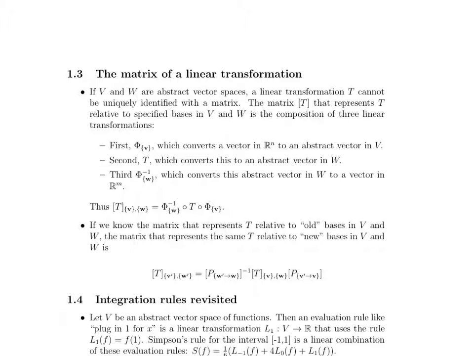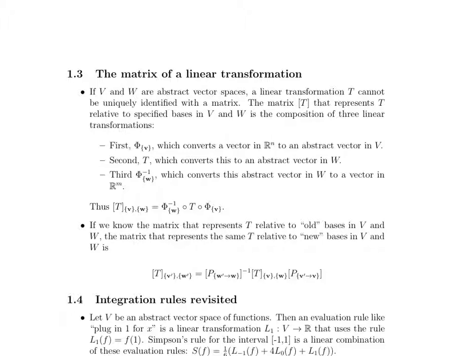Then we implement the linear transformation T here, which will take us from the domain, vector space V, to the codomain, or image, vector space W. And then here, this is P inverse of the transformation that maps from new to old. So this is going from old to new, but in terms of the W bases.